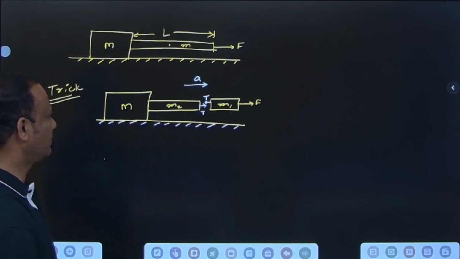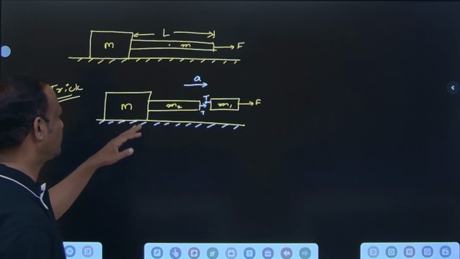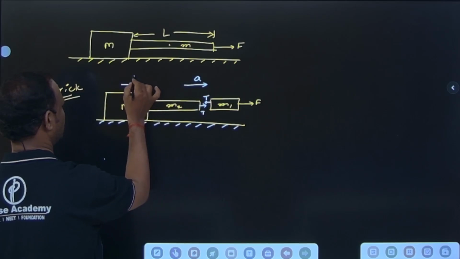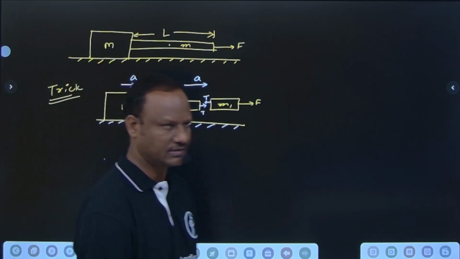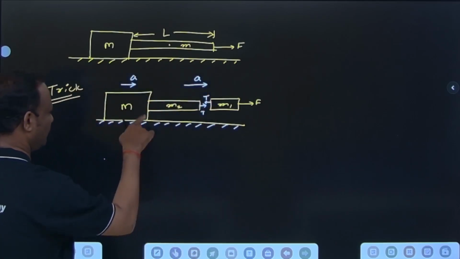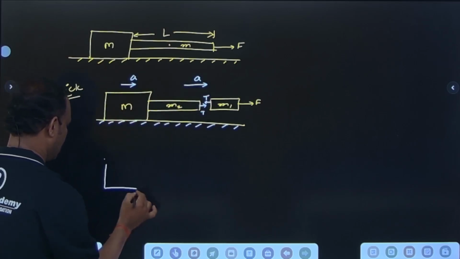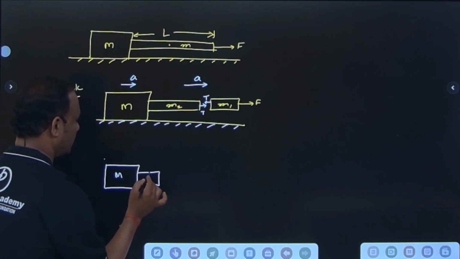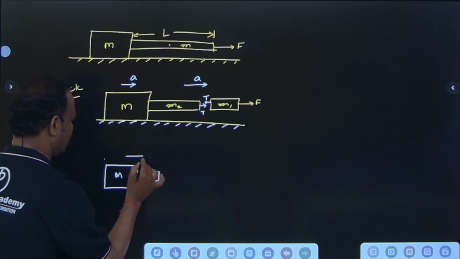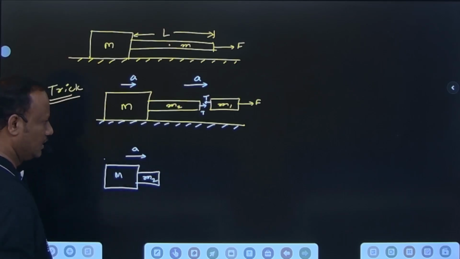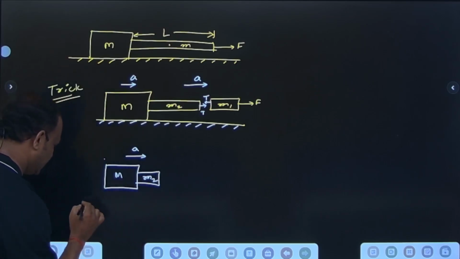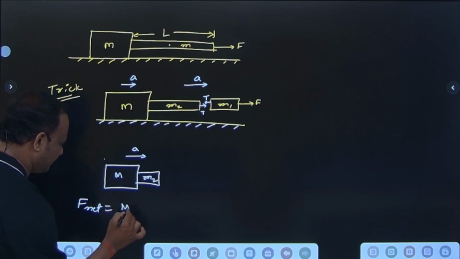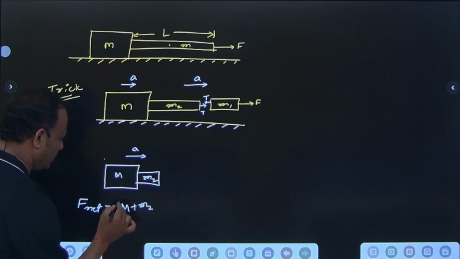Now we can go for the free body diagram. The acceleration of this one is in the forward direction, and the acceleration of this is also in the forward direction. For the first case, taking the whole system with masses capital M and M2, how do we write the equation? F net is equal to capital M plus small m2, into the acceleration.